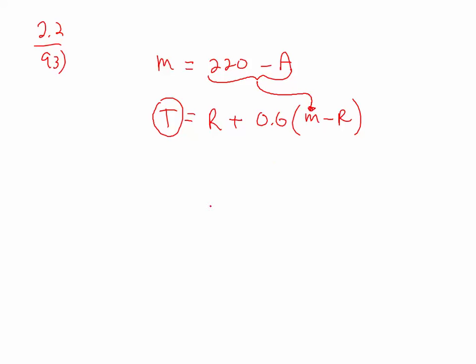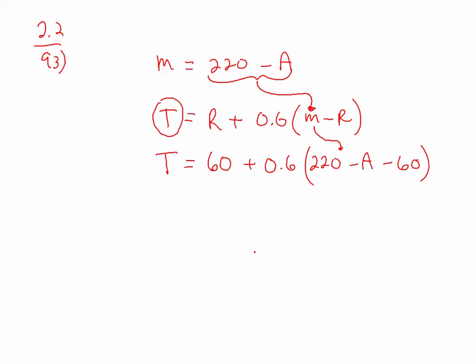And then I also know about the resting heart rate. They both have a resting heart rate of 60, so let's plug that in. 0.6. Okay, this one's going to get a little complicated here. This is going to be 220 minus A minus 60. Are we good there? That M became all this stuff right here.